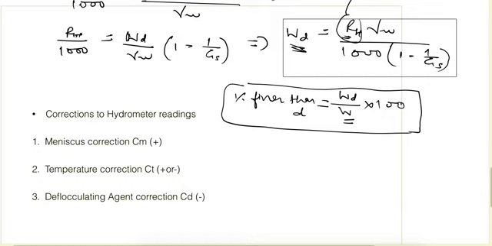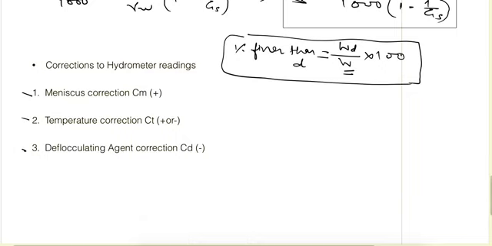Now there are some corrections to the hydrometer readings, that is meniscus correction, temperature correction, and deflocculating agent correction. One thing to notice in the hydrometer is that the hydrometer readings are increasing on the bottom side. So the readings will be 5, 10, 15, 20. It is increasing downwards. What is the meniscus correction?